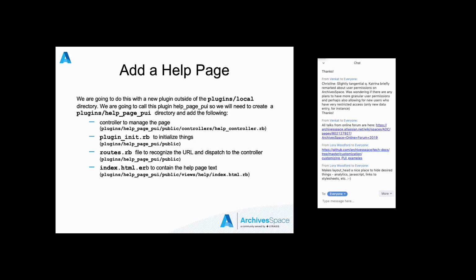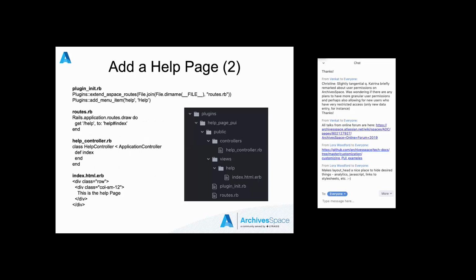So what are all these things for? Or what is in all of these things? How about that first? The plugin init.rb file is going to tell it to look at the routes file that I'm going to talk about in a minute that we've just added to the plugin. And it's actually going to add the menu item help so that people can actually click on the help page and get to it.